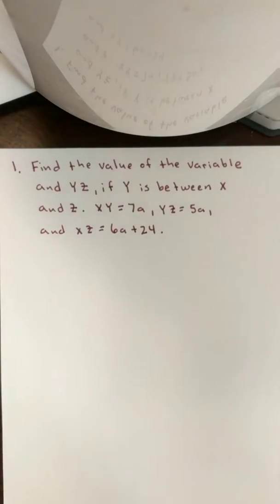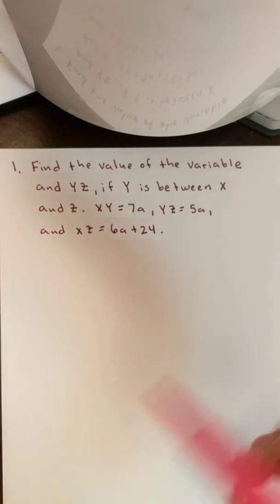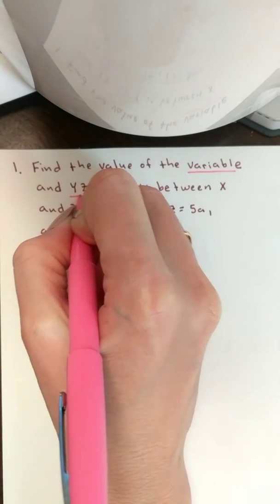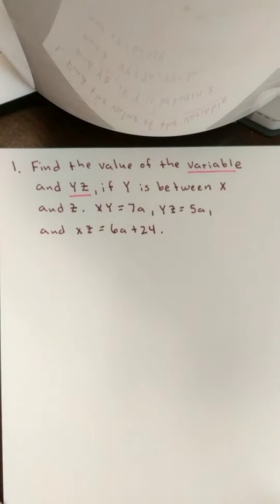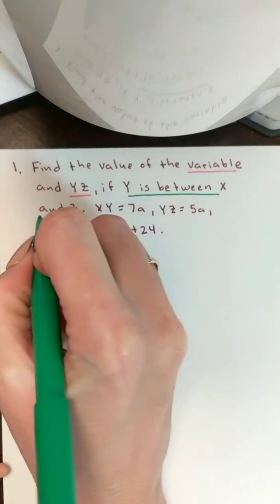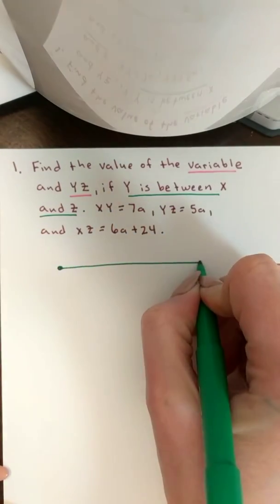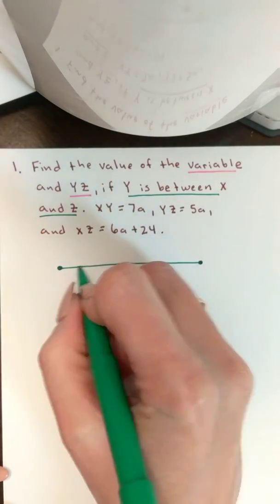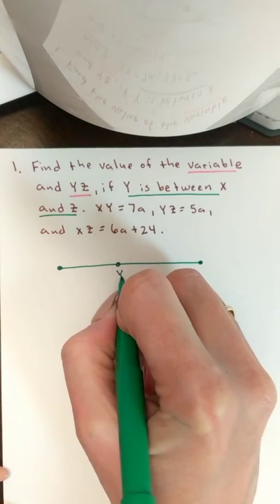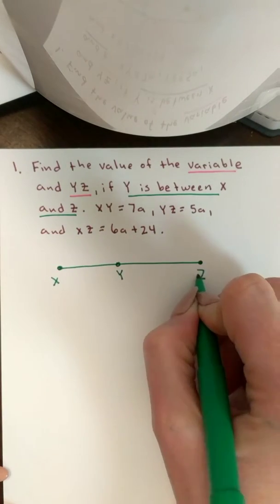I cannot stress enough how important it is to fully read the question, and with geometry you always want to label your figure. So it wants us to find the value of the variable and yz, so that means we're going to have two answers. They're letting us know that y is between x and z. So that means we have a line segment. Y is somewhere in the middle. It doesn't matter where you put it, it's just somewhere in the middle of x and z.